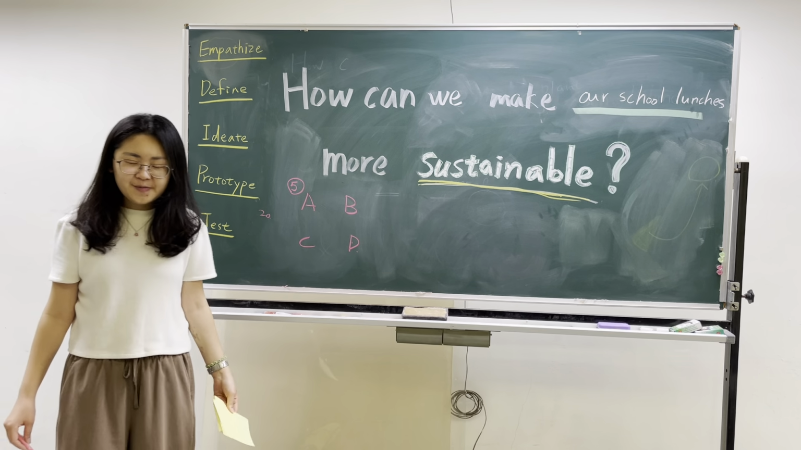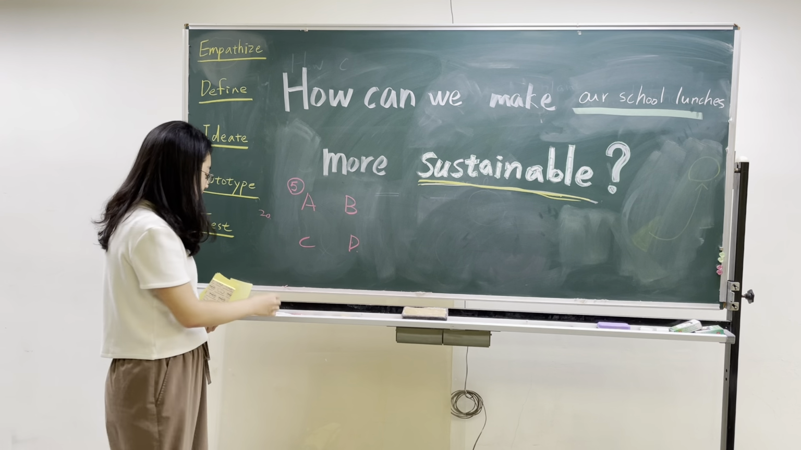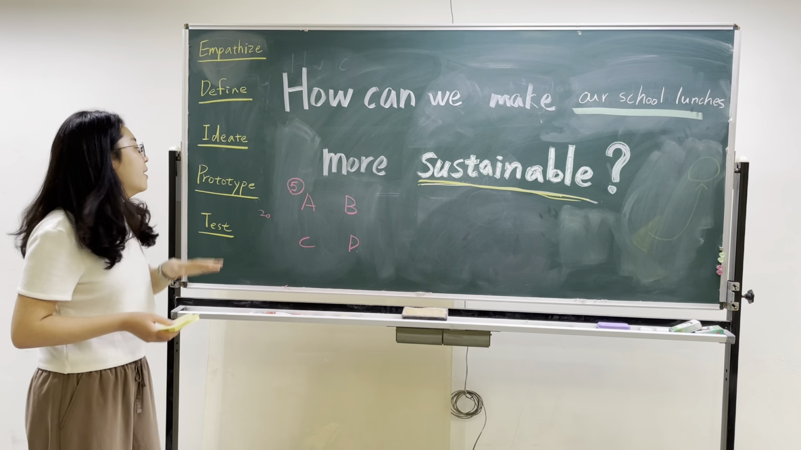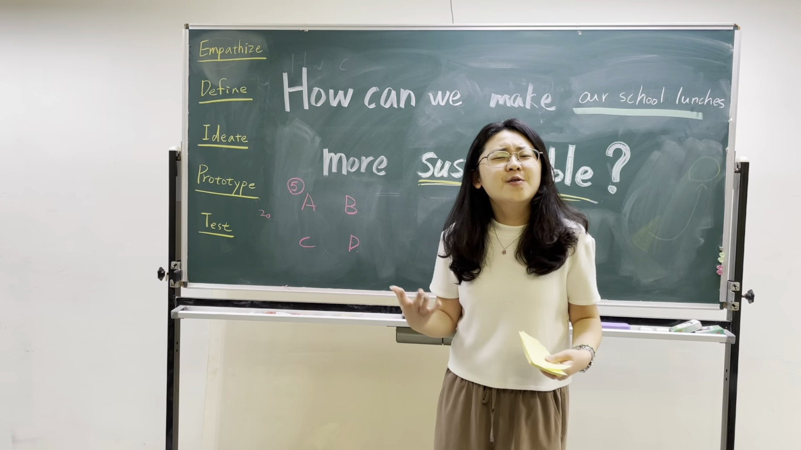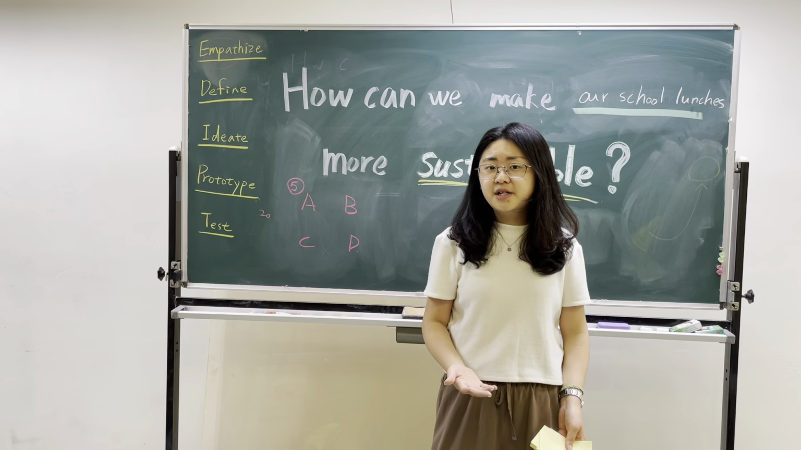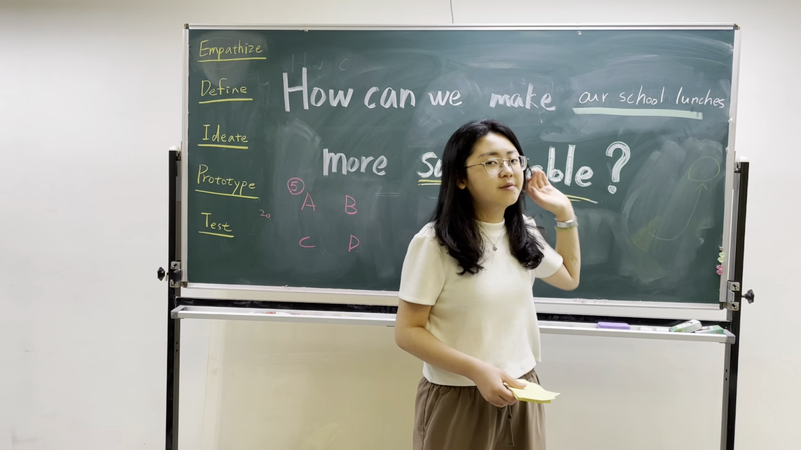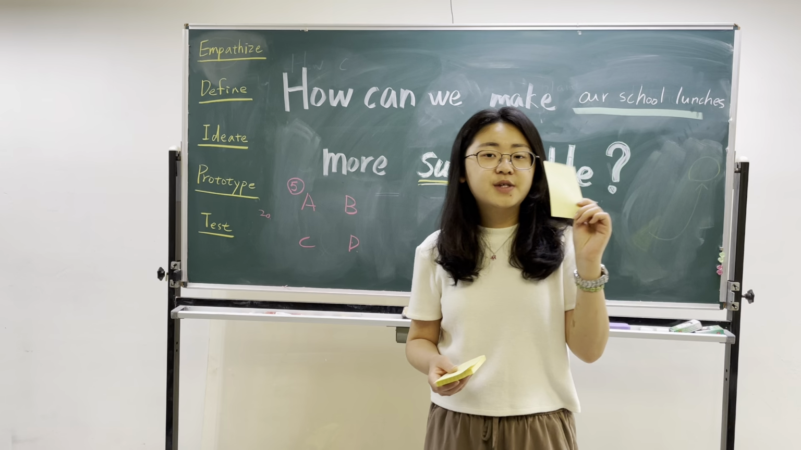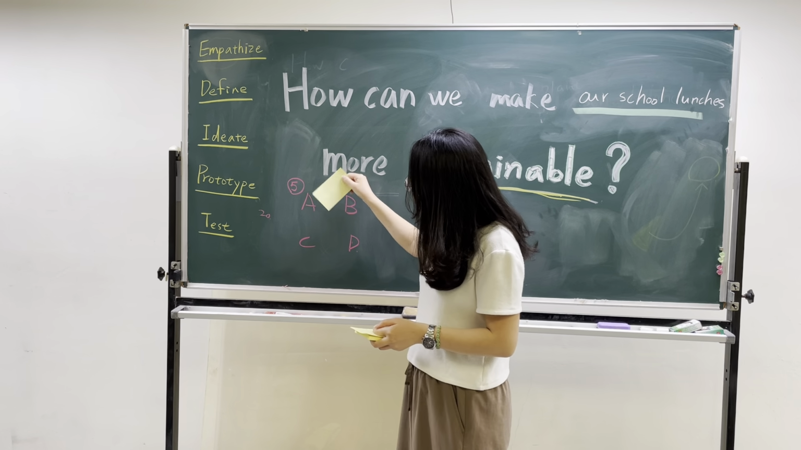Okay, I think you have formed the groups, and now we are doing the first step of design thinking. That is empathize. Empathize means you have to understand your user. And who is your user? Basically, most of the users who eat the school lunches are students.